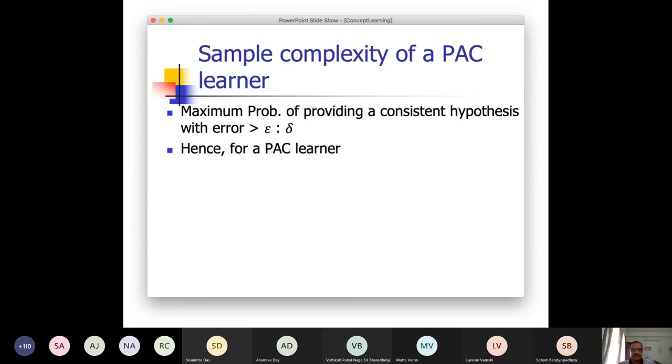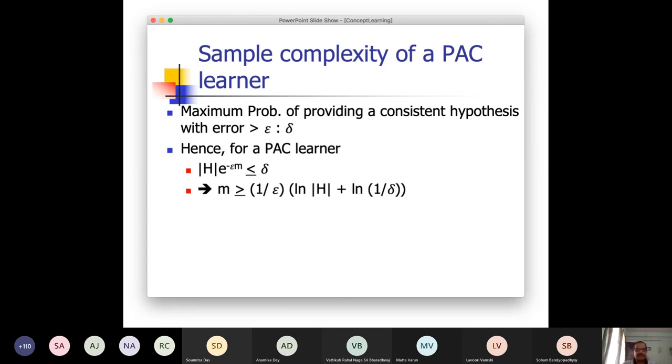That this is the maximum probability. So you can consider that the maximum probability of providing a consistent hypothesis with error greater than epsilon is delta. So if you want this delta, this |H| e to the minus epsilon m should be less than or equal to delta. And from there, you can also get a bound on the number of training samples.